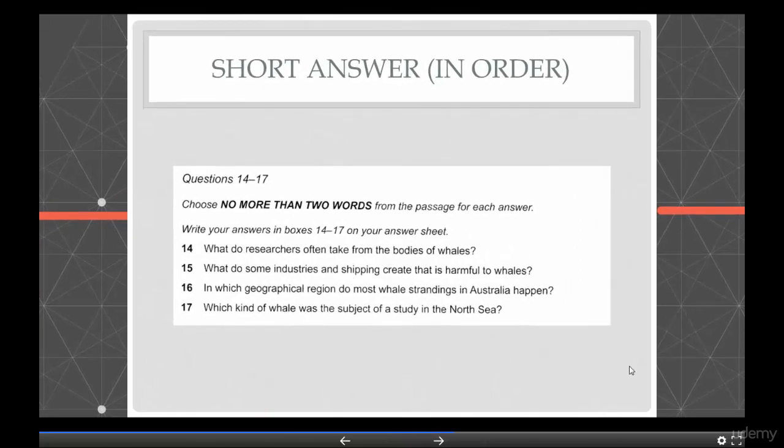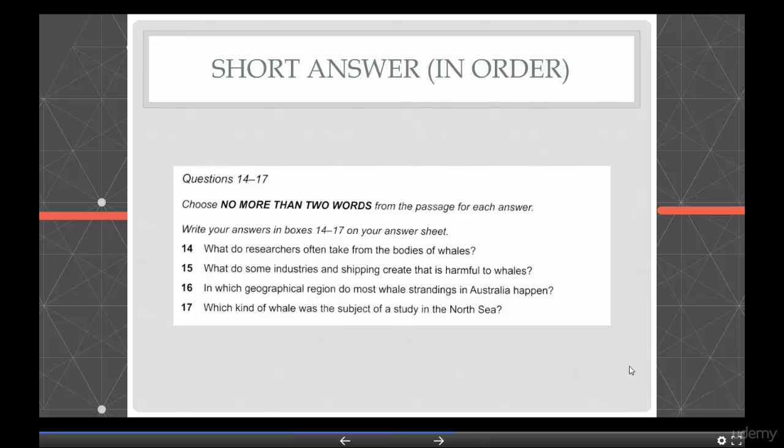Next, our short answer question goes in order. All right. Basically, with this type of question, you have a question like 14 where it says, what do researchers often take from the bodies of whales? You have to be able to look at what are the keywords in that question. Keywords, of course, are our nouns, researchers, bodies, and whales. You have to then go and scan and locate that sentence that has that specific information, and then read that sentence, and you'll have your answer that you have to write down.